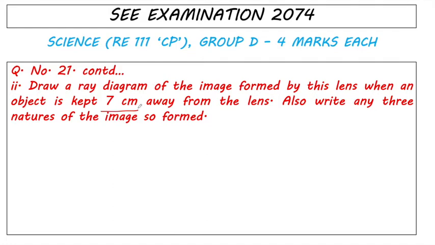The second part of the question asks us to draw a ray diagram of the image formed by this lens when an object is kept 7 centimeters away from the lens. Also write any 3 natures of the image so formed.